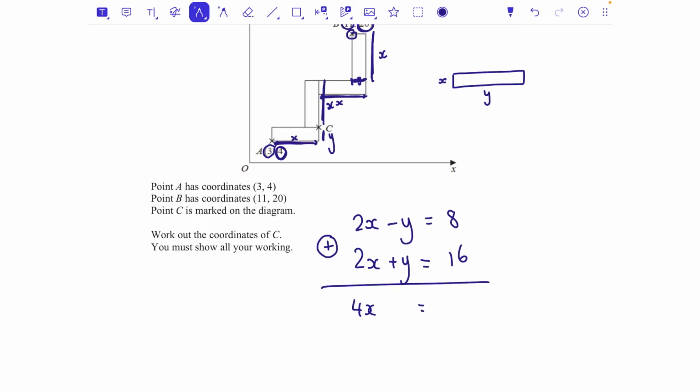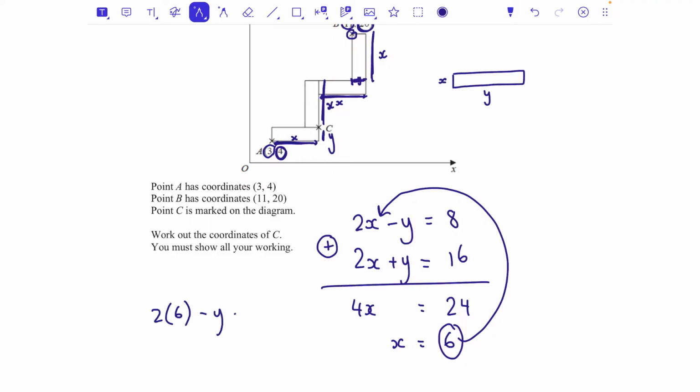4x is equal to 24. I'm adding this because it cancels them out. And then I'm adding 8 and 16 to get 24. If 4x is 24, then x is 6 because we're dividing both sides by 4. And if x is 6, all we need to do is substitute that back in to either of these. 2 times 6 is 12, take away y is 8, therefore we know if 12 take away y is 8, y must be 4.